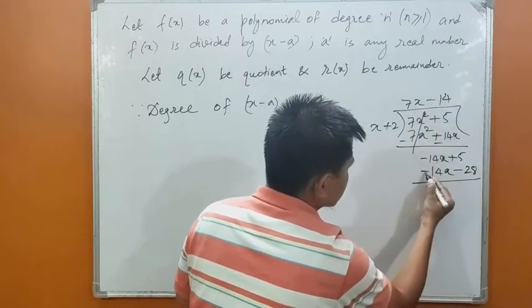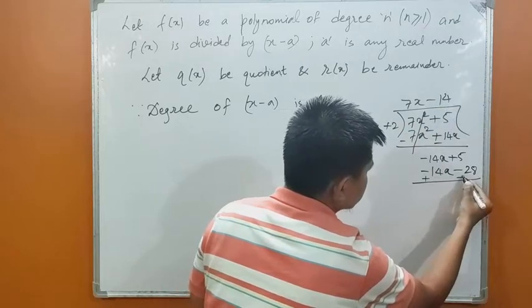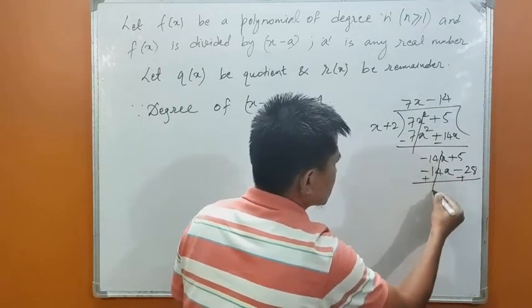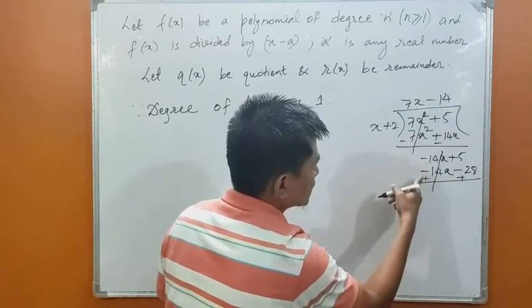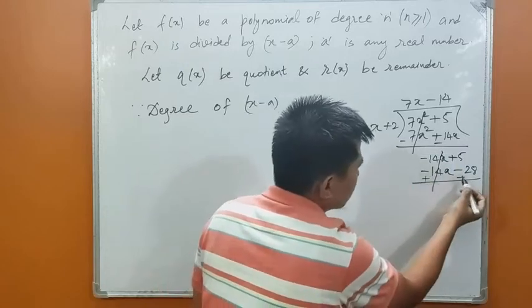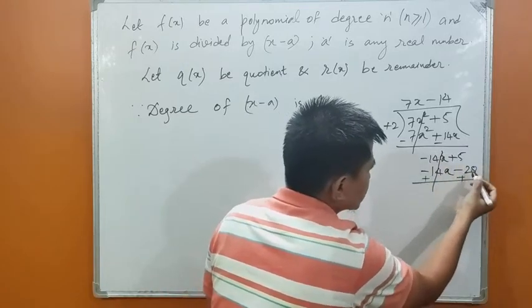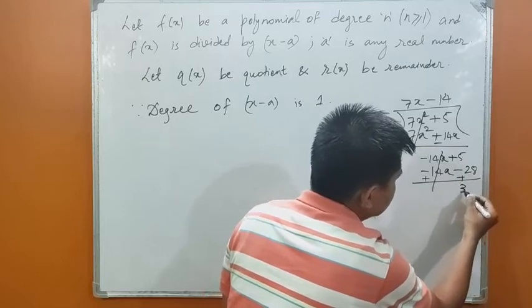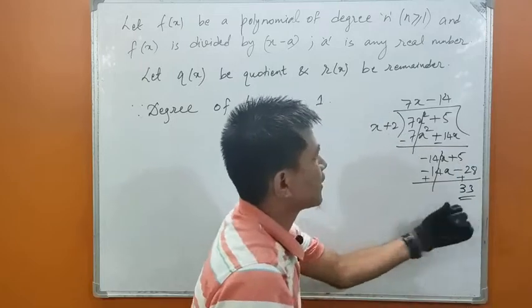Now we change the sign. This minus becomes plus and this minus becomes plus. 14x and 14x, opposite sign. Minus 14x and plus 14x cancels out. Plus 28 and plus 5 is 33. Now 33 is the remainder here.